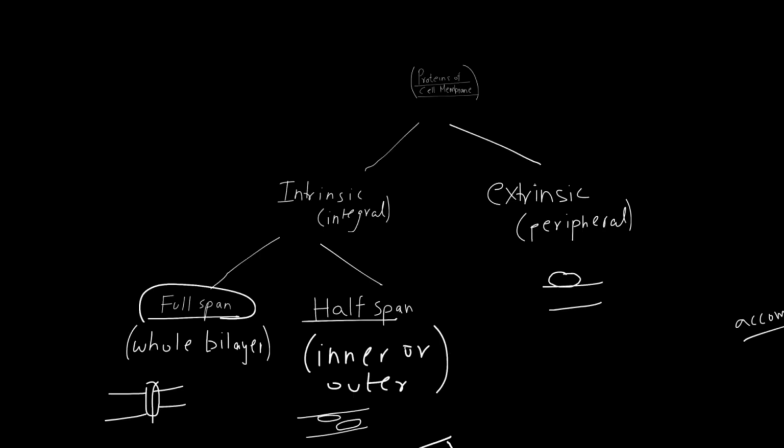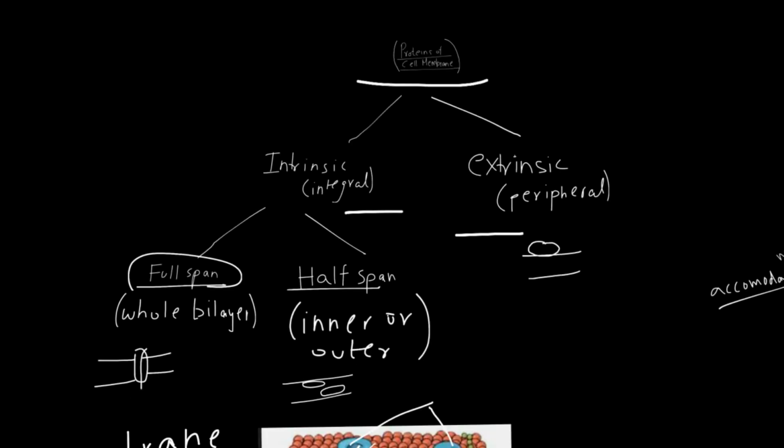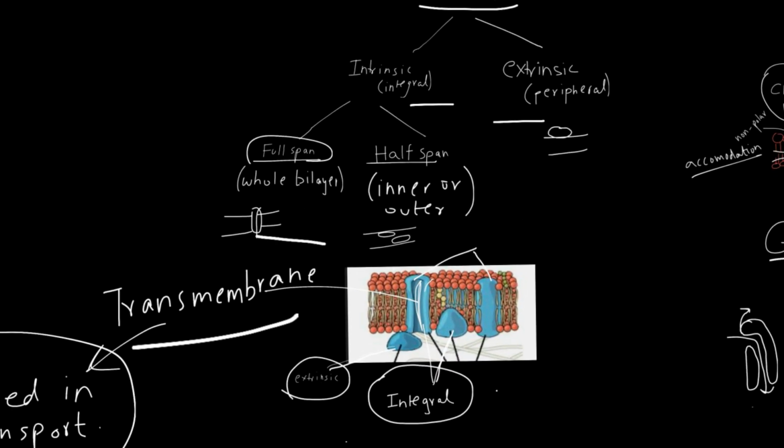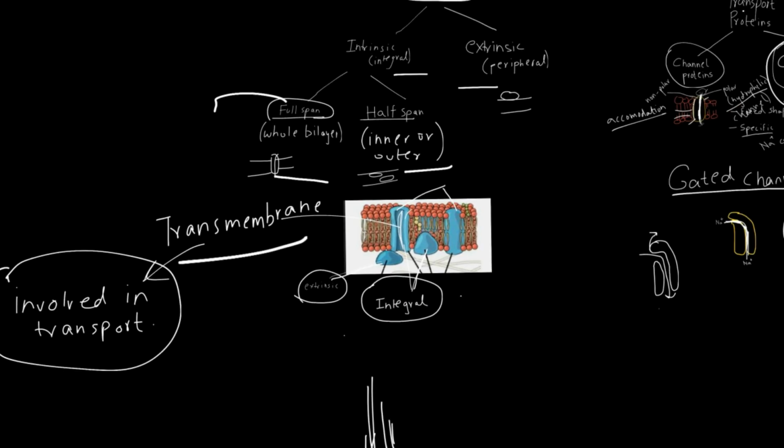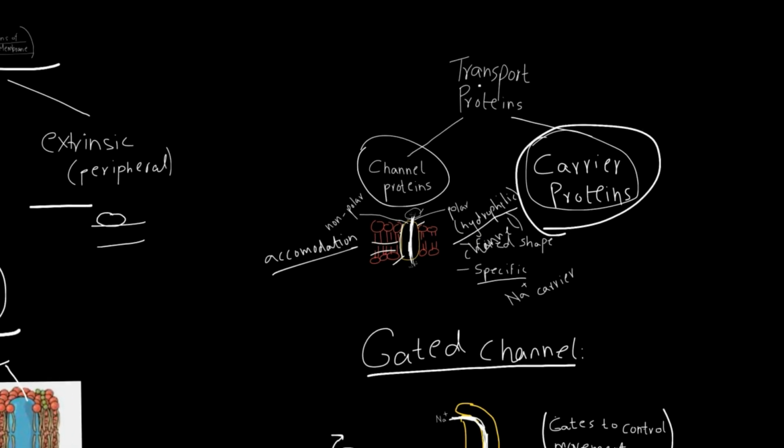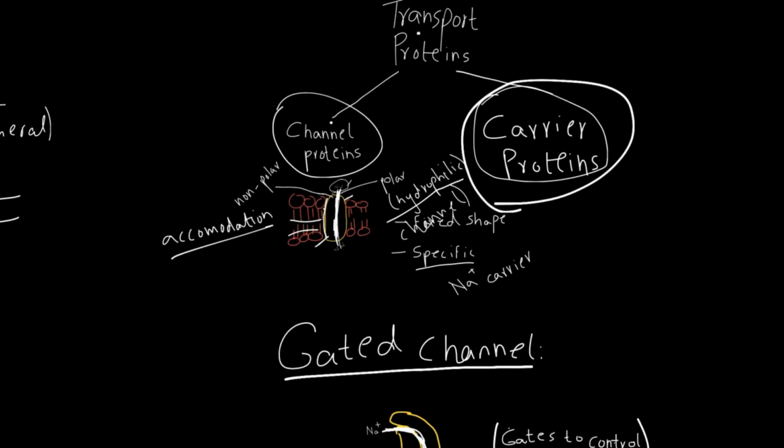I'll just do a quick recap. What we started off with was the proteins of the cell membrane, the types of proteins. So there was intrinsic, extrinsic. There were two types of intrinsic. The main focus on intrinsic is full span, because they're transmembrane proteins. They're involved in the transport. Then we went on to transport proteins. There are two types of transport proteins. There's channel and there's carrier.